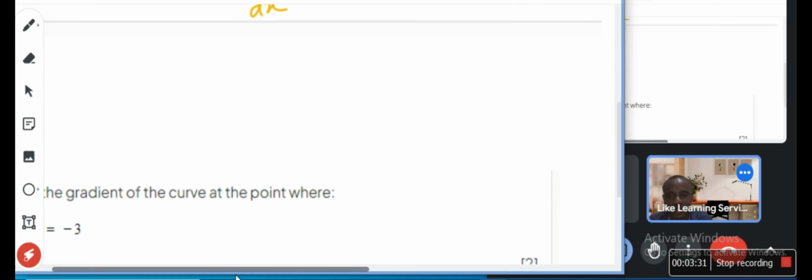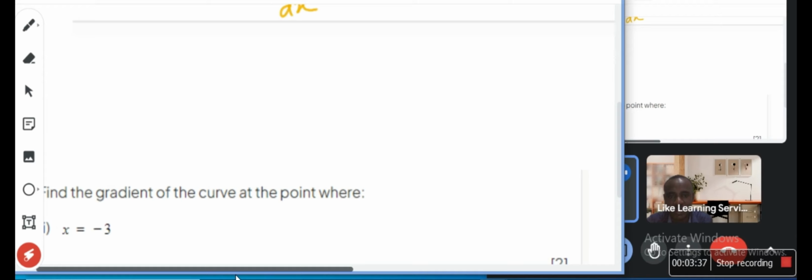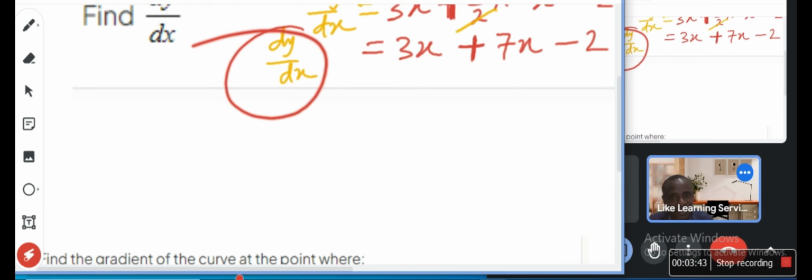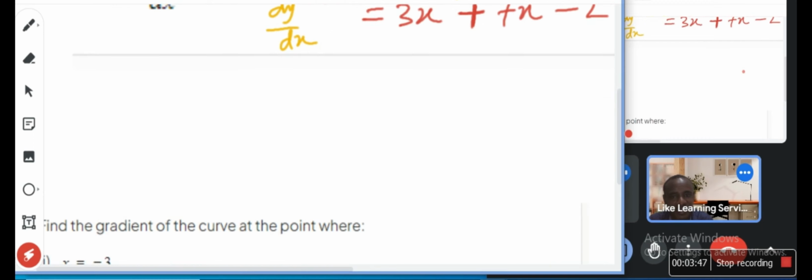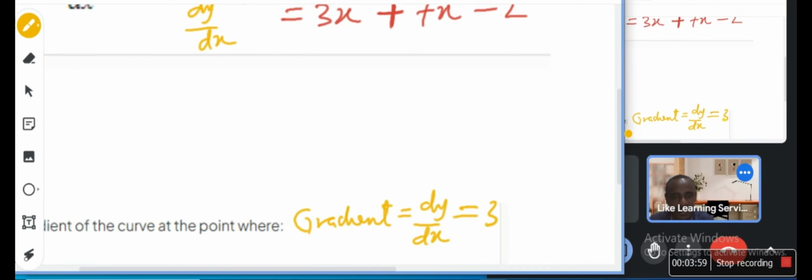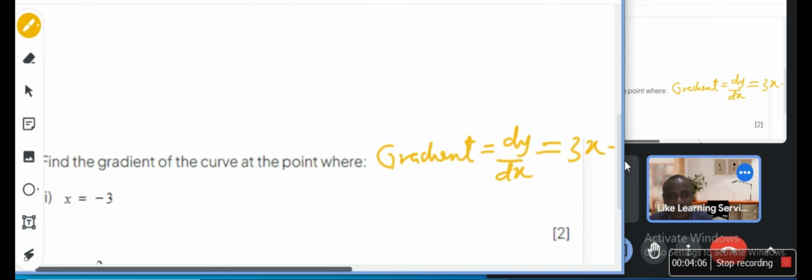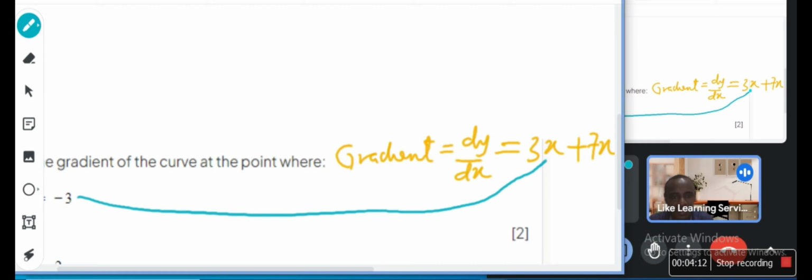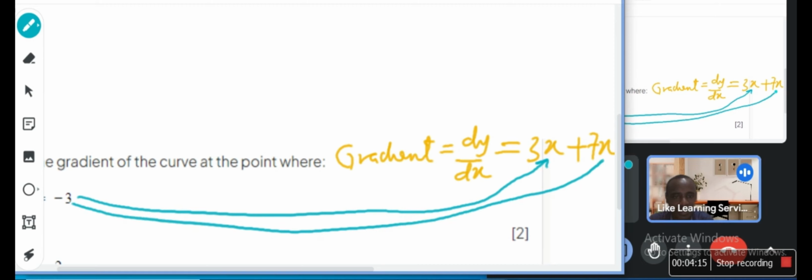What's the next question? It says find the gradient of the curve at the point where x is equal to minus 3. By the way, the gradient is dy over dx, isn't it? Remember, gradient is dy over dx, which is all these things we found: 3x squared plus 7x minus 2. So where x is equal to minus 3, we just substitute minus 3 into all this. That's all.